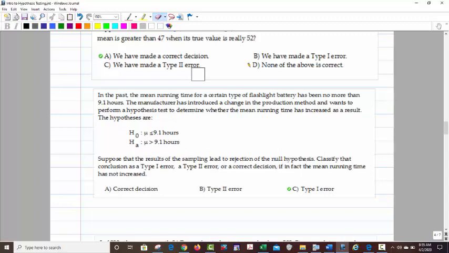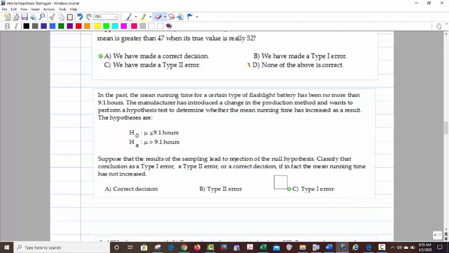They didn't give us a number like the last example. They said if in fact the mean running time has not increased. So that means the H0 is true. It did not go above 9.1, but we rejected the null hypothesis. So what happened is we rejected the null hypothesis when in fact the null hypothesis was true. By definition, that is a type 1 error.